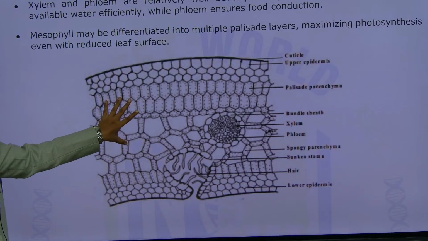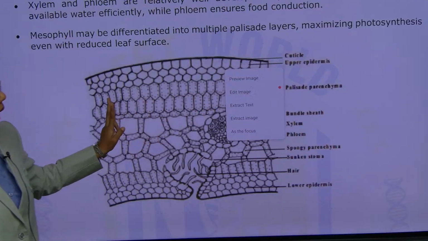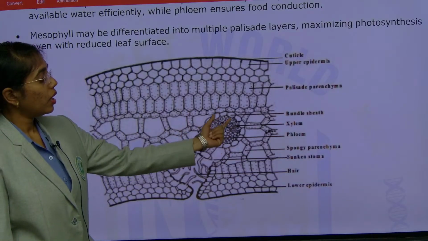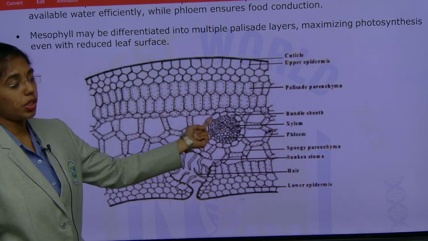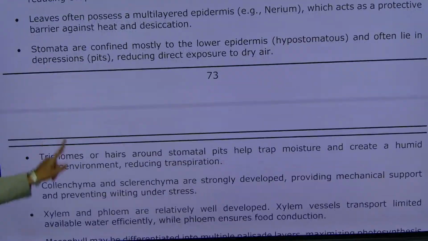Explain it clearly by providing a good diagram with the cuticle, the hypostomatous condition, sunken stomata, and show a clear view of the bundle sheaths as well. So this is about the anatomical adaptations of xerophytes. With this, short answer type questions are done.